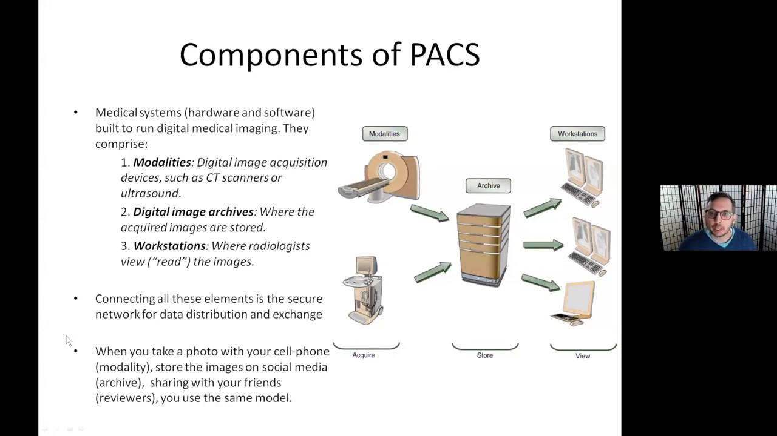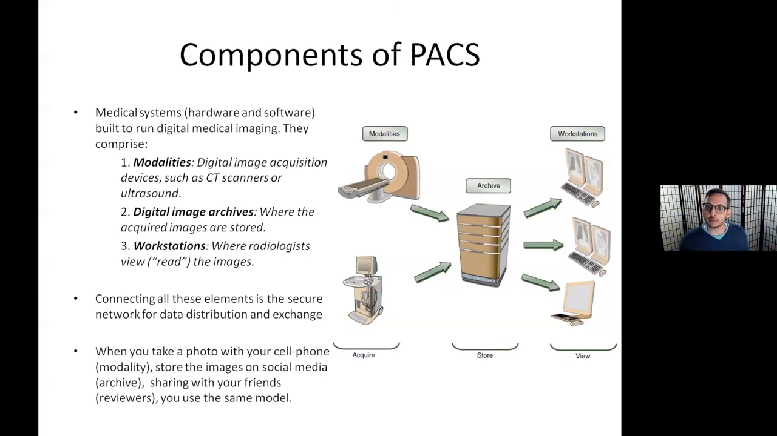An example of this kind of system is your cell phone. I think a lot of you are on your cell phone right now. You've all got smartphones with cameras. So you take a picture, that's your modality. Your cell phone is your camera, that's your imaging device. So you can take a picture, then you can put that onto Facebook, or you can send that in WhatsApp, or you archive that onto a web service. And then your friends connect to that same archive, whether it's WhatsApp or Telegram, whatever, and then they're reviewing that digital image that you sent.